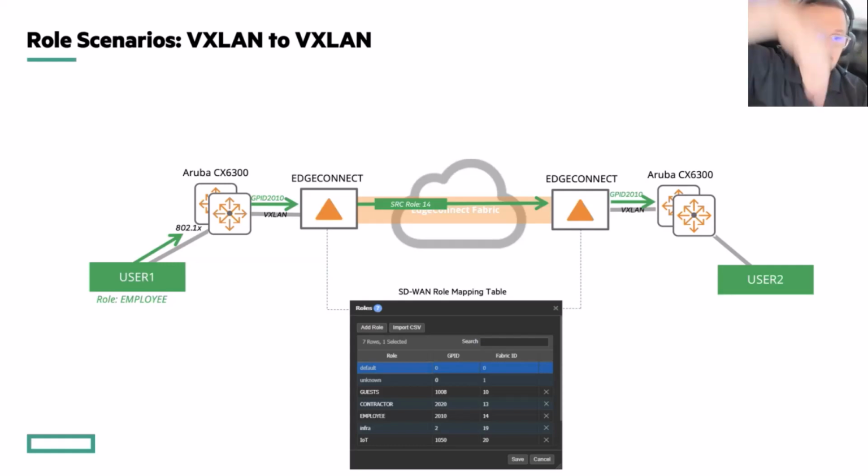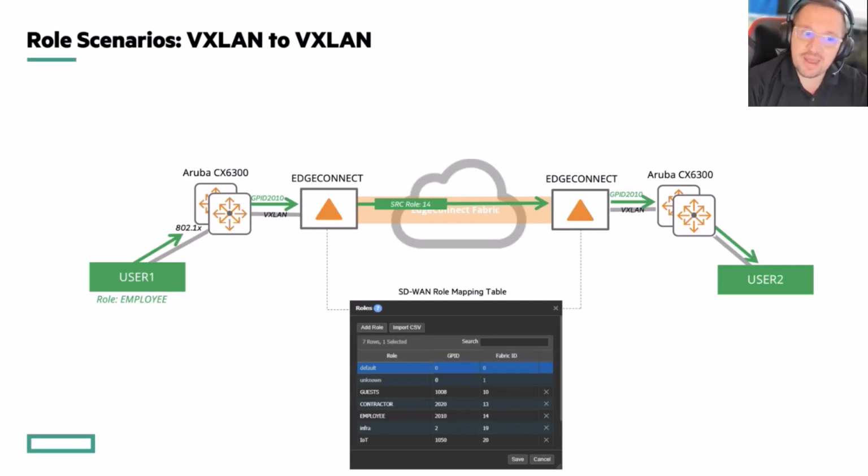It will survive hairpins, so you can route across regions like spoke, hub, spoke. That's fine. Hub and spoke. In all these situations, we always preserve the GPID. So once it gets to the other end, we go to user 2.